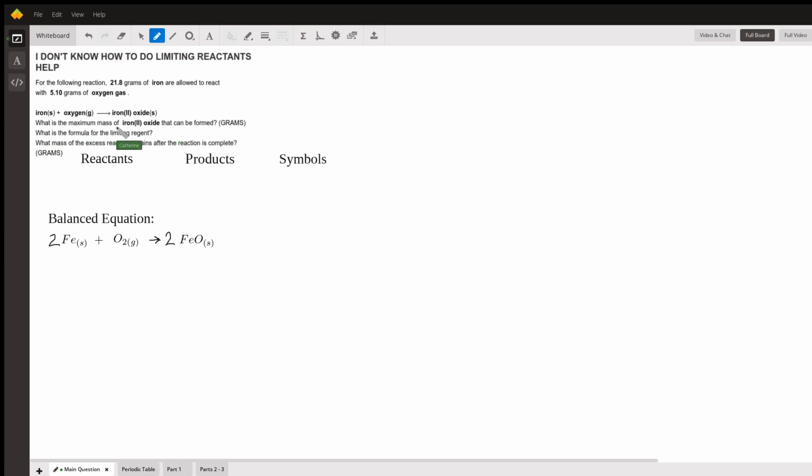Now it's asking, what is the maximum mass of iron(II) oxide that can be formed? That's how much of the product we can make with these two reactants, with the amounts that we have of each of them. One of them is going to be a limiting reactant, and one of them is going to be in excess. One we're going to use all of, and the other we're going to have a little bit left over. So we're just going to calculate which one is which.